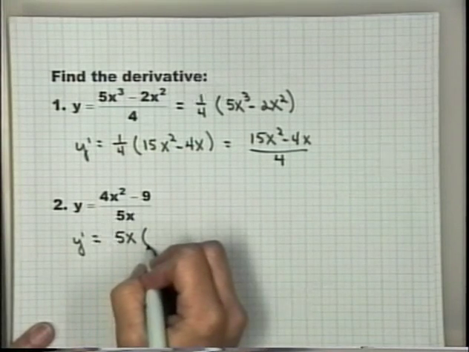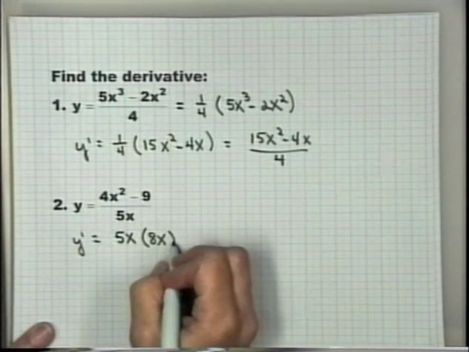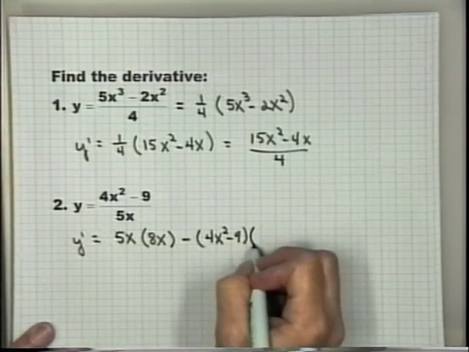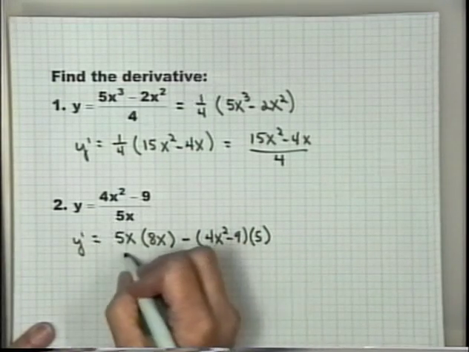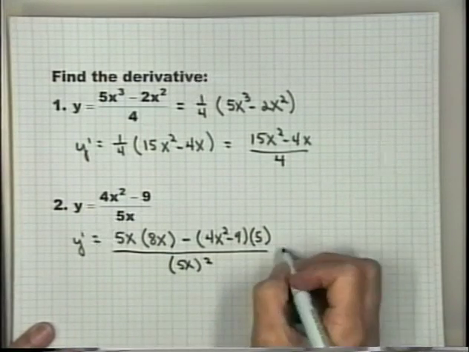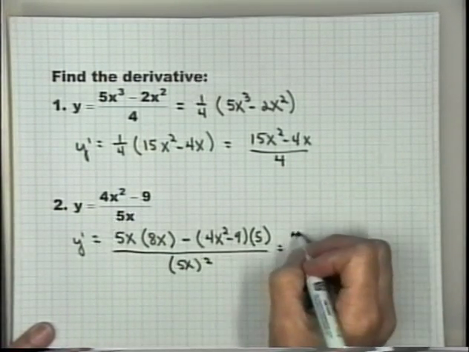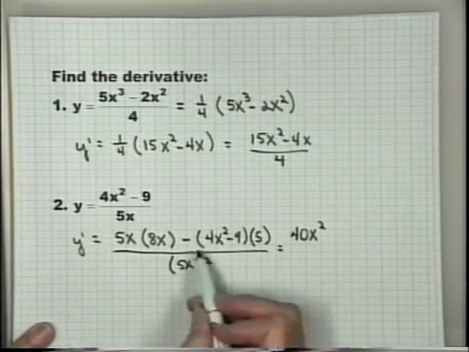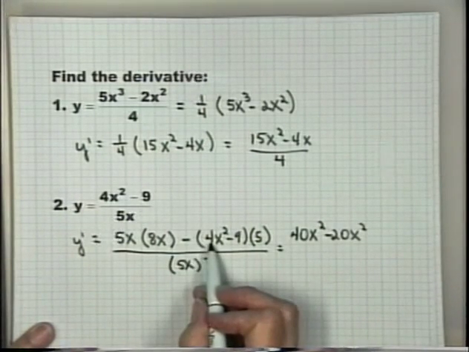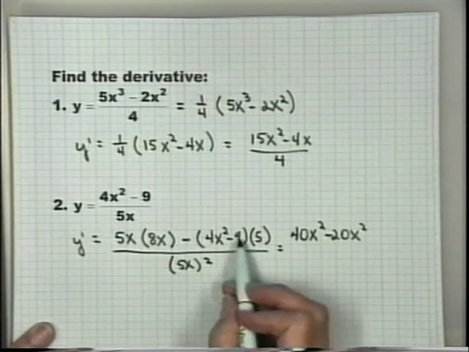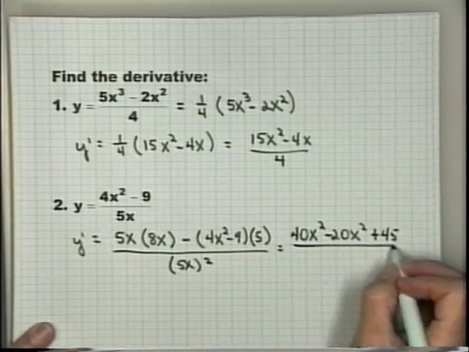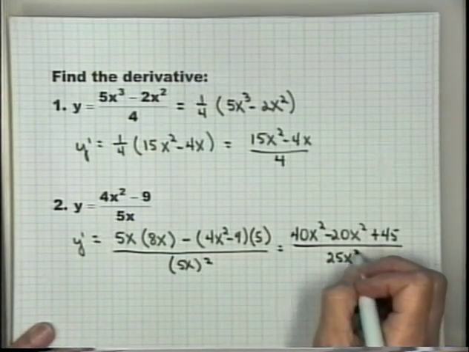Denominator times the derivative of the numerator, which would be 8x, minus the numerator, 4x squared minus 9, times the derivative of the denominator, which is a 5, all divided by the denominator squared. Okay, let's simplify. 5 times 8 gives me 40x squared, and I'll have a minus 20x squared. Do you see that? The 5 times the 4x squared with the minus, and then I'll have a negative 45, but minus that will make a plus 45 over 25x squared.